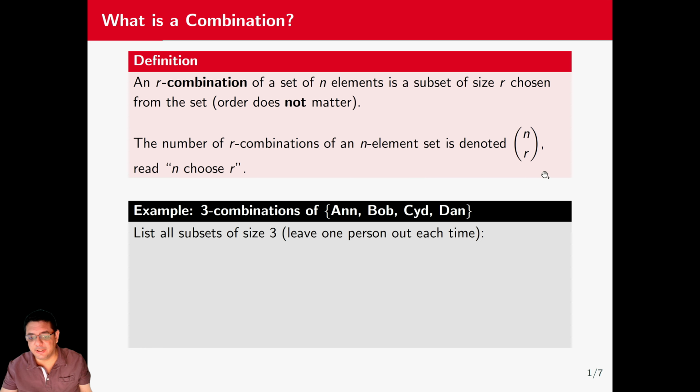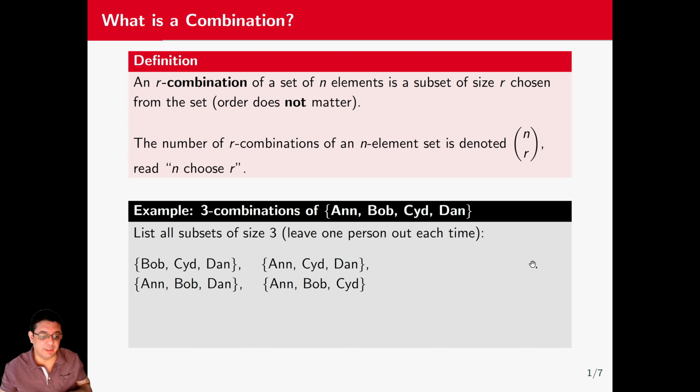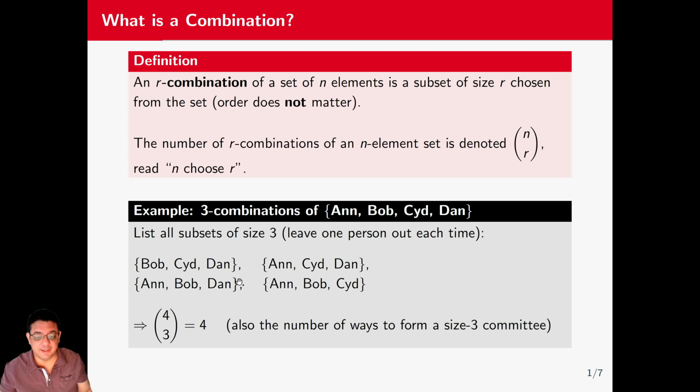Let's give an example. Consider the set of 4 names: Anne, Bob, Sid, and Dan. We're going to get now the 3 combinations of those names, so we're always going to leave one person out each time. This gives me the following sets. First, the set of Bob, Sid, Dan. Second, the set of Anne, Sid, and Dan. Third, the set of Anne, Bob, and Dan. And finally, the set of Anne, Bob, and Sid. As you can notice, because we're choosing 3 out of 4, we're going to have 4 ways of doing this. This can also be considered in another context, as the number of ways of forming a size 3 committee out of 4 people.